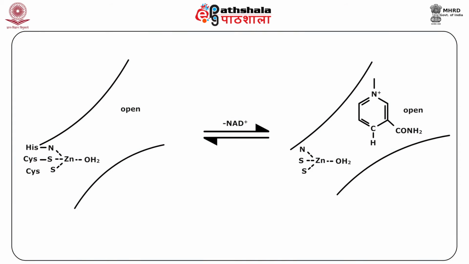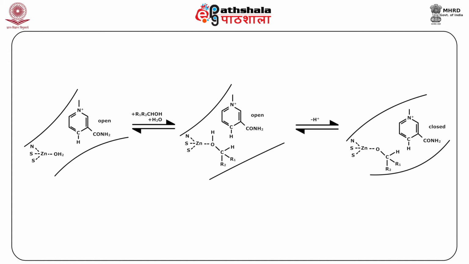The coenzyme NAD+ binds to the coenzyme binding domain. At this stage, the enzyme is in its open form. The substrate alcohol enters the cleft between the catalytic domain and the coenzyme binding domain and displaces the water molecule coordinated to the catalytic zinc. The rotation of the domain changes the liver alcohol dehydrogenase enzyme into the closed form. All the water molecules are extruded from the cavity.